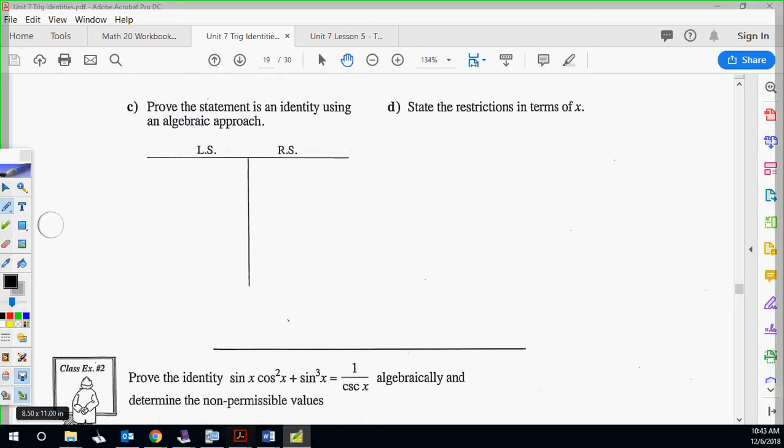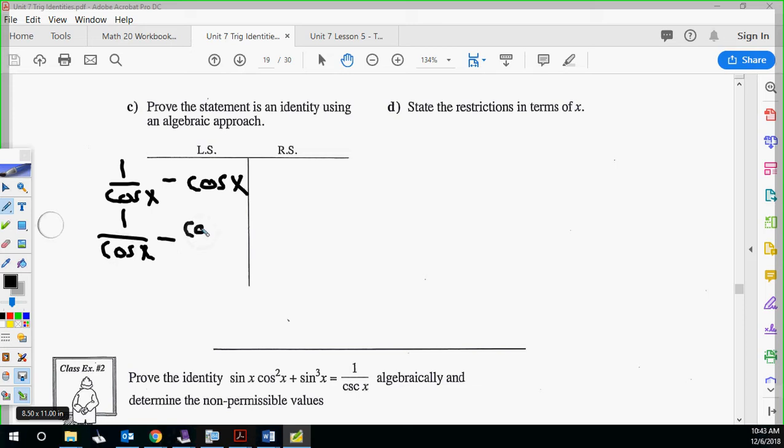Prove the statement is identical by using an algebraic approach. So we're going to just do it with just the sines and cosines. We're not using a value now. So this is a little bit more work. So remember, the first step is we want to get them to be one fraction, right? That's what we said in our steps. How can I get that to be one fraction?